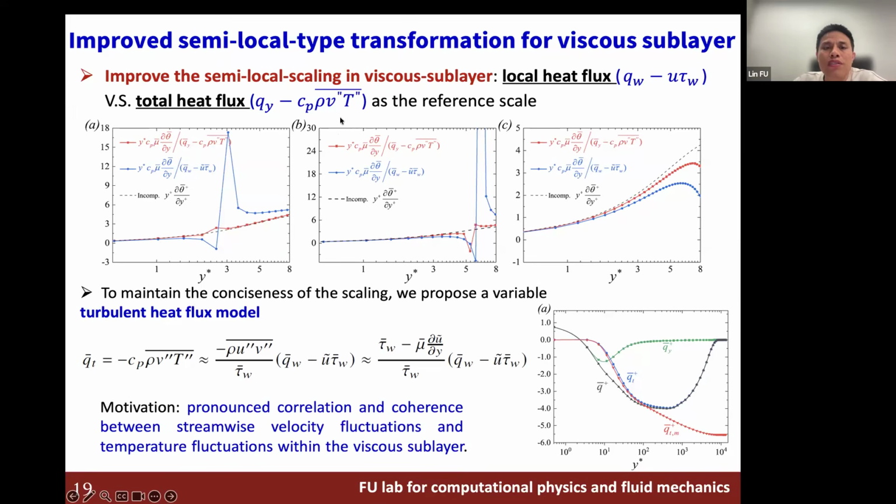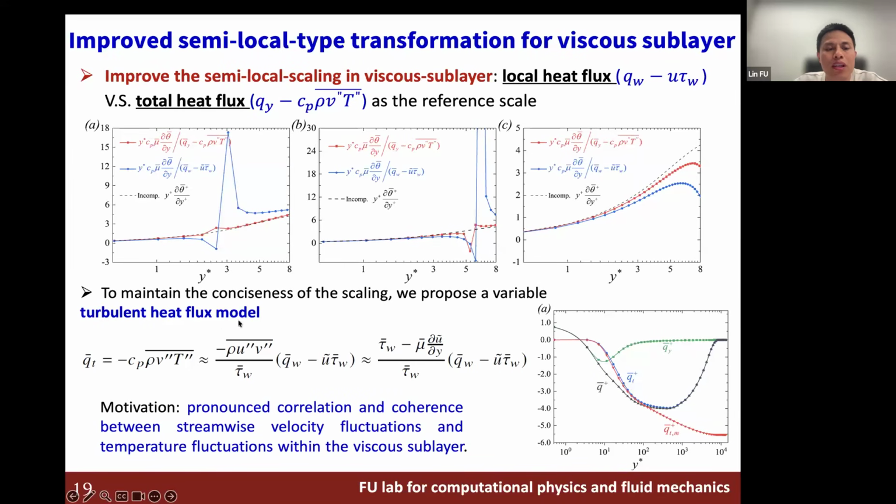However, this involves the fluctuation term, right? The turbulent heat flux, which will prevent this from being a model based only on mean quantities if you involve this fluctuation term. So, in order to avoid this turbulent heat flux, we propose a turbulent heat flux model based on the mean velocity distribution. This is totally based on the mean velocity distribution.